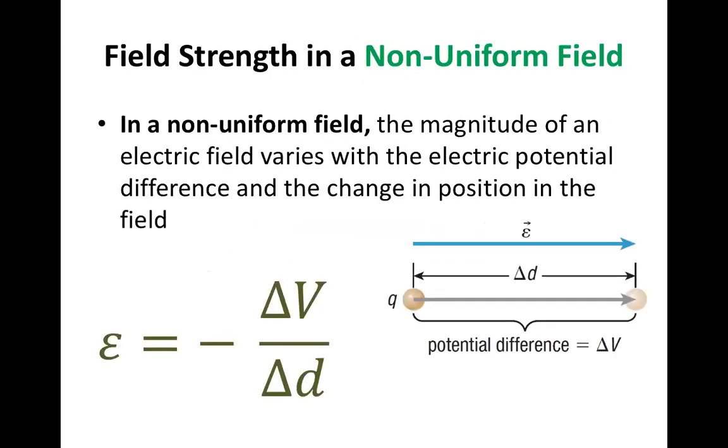And then in a non-uniform field, we can do a rearrangement. In a non-uniform field, what's meant is that the magnitude of the electric field varies with the electric potential difference and the change in position in the field. So if epsilon is changing, we could calculate it if we know the delta V and the delta d.